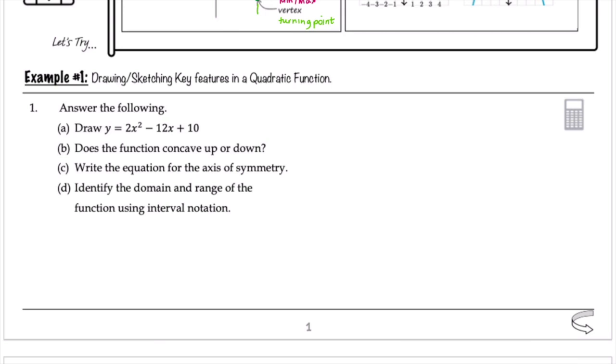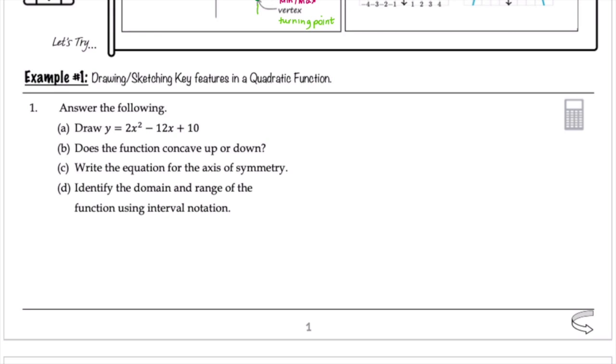So example number 1: we want to sketch key features using a quadratic function. Answer the following. Part A wants us to draw the given function y equals 2x squared minus 12x plus 10. B, determine whether the function concaves up or down. C, write the equation of the axis of symmetry. And D, identify the domain and range of the function using interval notation.